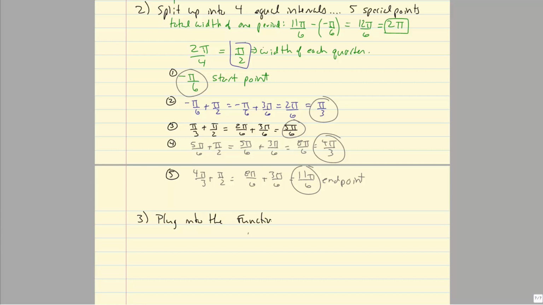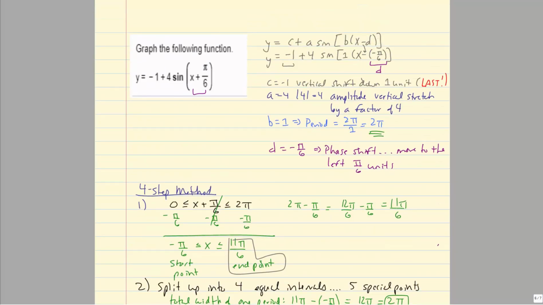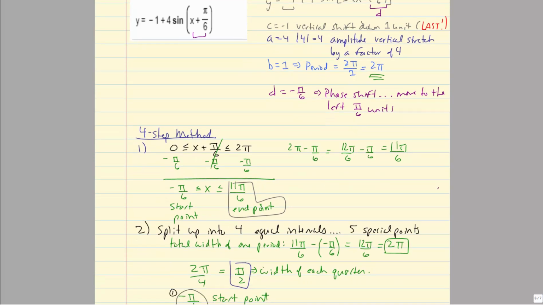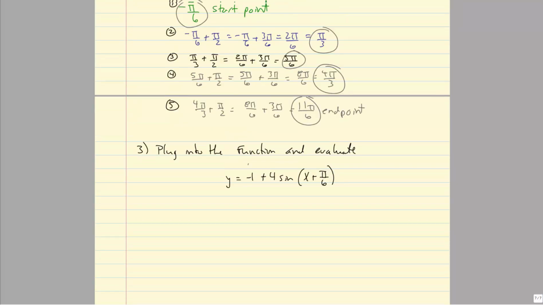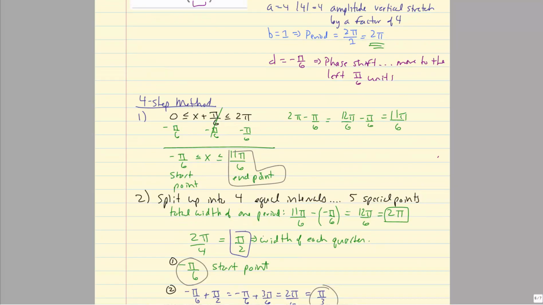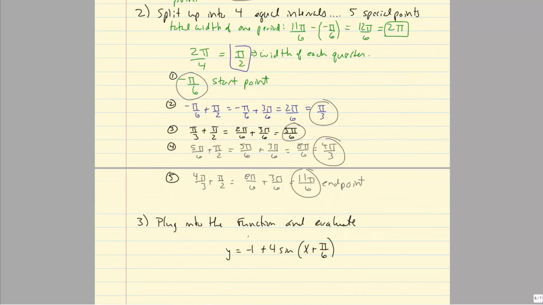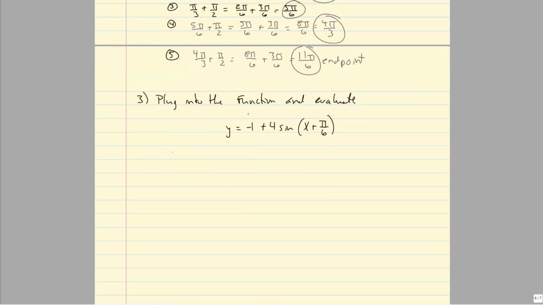Now there's a lot going on here, so it's nice to create a table that allows us to break this down step by step. So let's go ahead and remember what our function was. y equals negative 1 plus 4 sine of x plus pi over 6. Let me just double check that. Negative 1 plus 4 sine of x plus 5 pi over 6. Yep.